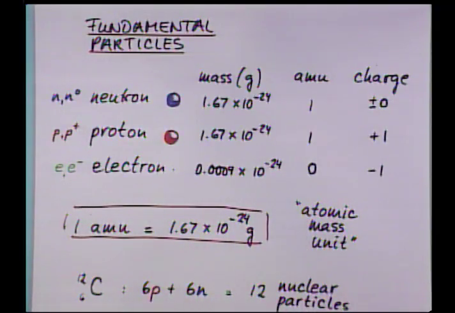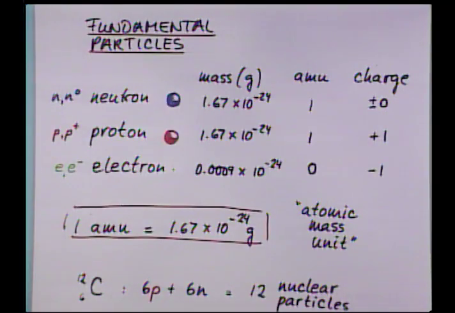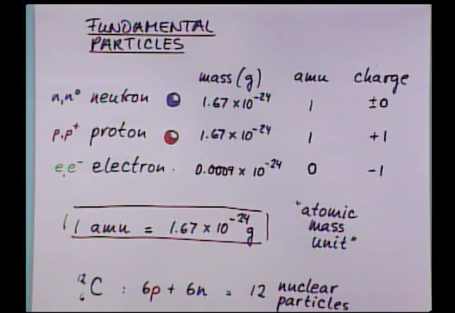Now the electron is practically zero. It has a very small mass of 0.0009 times 10 to the 24 grams. Now the charge quantities are as follows. The neutron is zero. That's why the name neutron, neutral. And the proton is +1. And the electron is -1. So the charge quantity of these two fundamental particles is equivalent. They're the same. Even though the mass is completely different, but the charge quantity, the amount of charge per particle, is the same. Now this is very important.